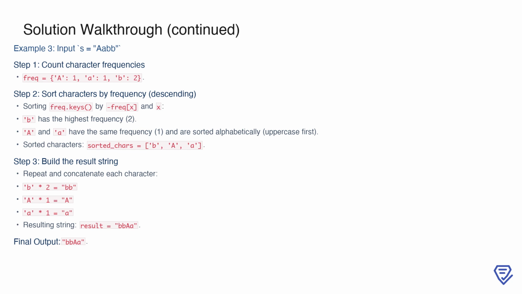Next, we sort the characters using the same criteria. B comes first because it has the highest frequency. For A and a, since they have the same frequency, they are sorted alphabetically, with uppercase letters coming before lowercase letters. This results in the sorted list B, A. To build the result string, we repeat B twice to get BB, A once to get A, and a once to get a. Concatenating these gives the string BBAA. This is the final output for the input s equals ab.